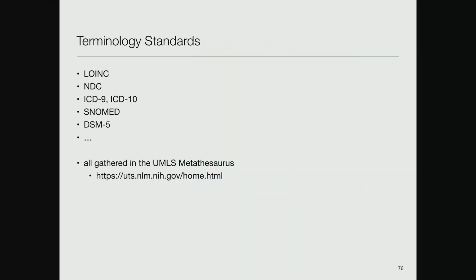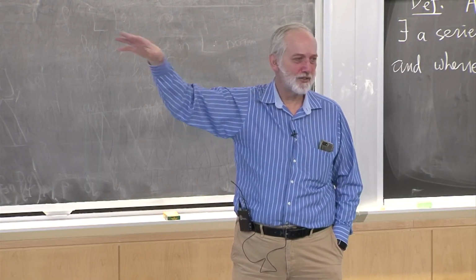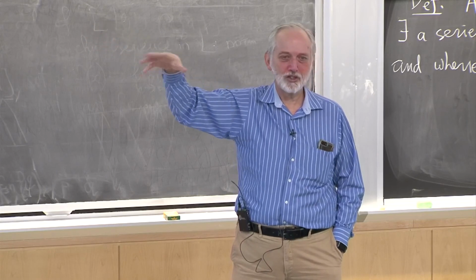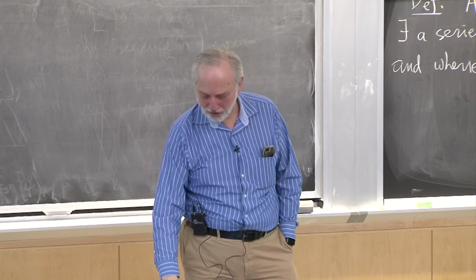So the terminologies that exist are LOINC and NDC, ICD-9 and 10. SNOMED I didn't talk about today. DSM-5 is the Diagnostic and Statistical Manual for psychiatrists that's used as a common coding method for describing psychiatric disease, and there are many more of these. There's something called the Unified Medical Language System Metathesaurus from the National Library of Medicine that integrates about 180 of these different terminologies. And so there is a nice one-stop shop where you can get all these things from them.